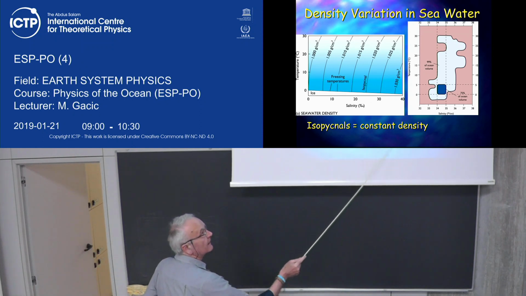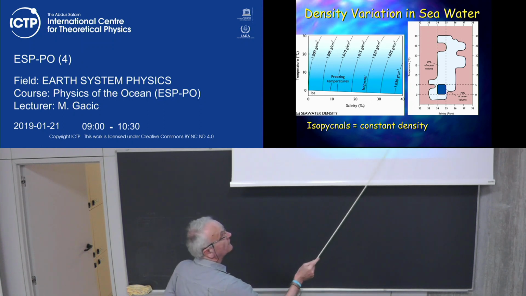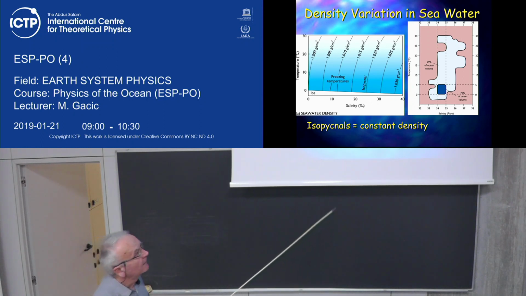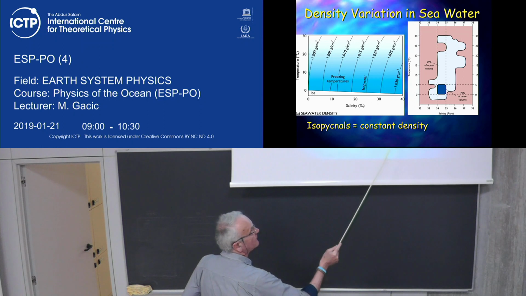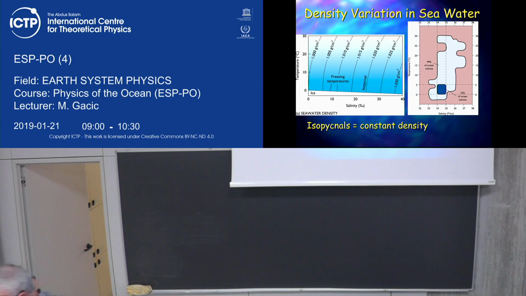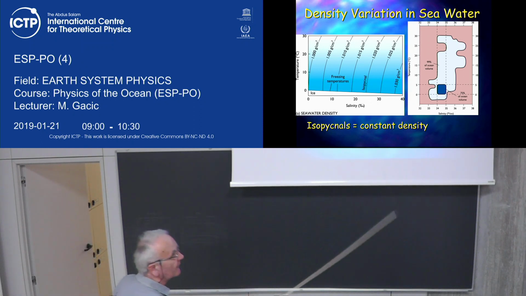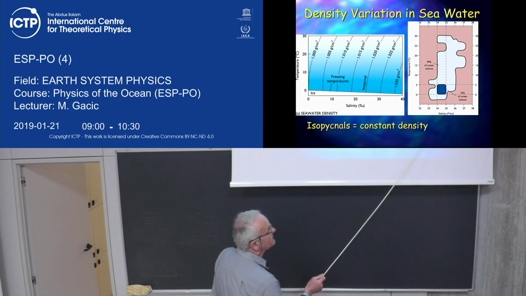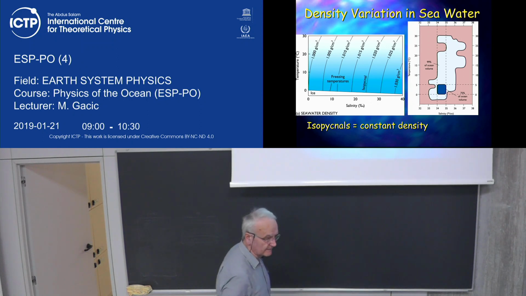And this is the distribution of the temperature-salinity properties over the world ocean. And you can see that 75% of the ocean water has a temperature between 0 and 5 and salinity between 34 and 35. This is what I was telling you a few lectures before, and this is another way of presenting it. So 75% of the ocean volume has 34 to 35 parts per thousand and 0 to 5 degrees Celsius.